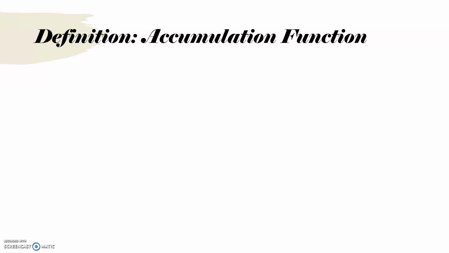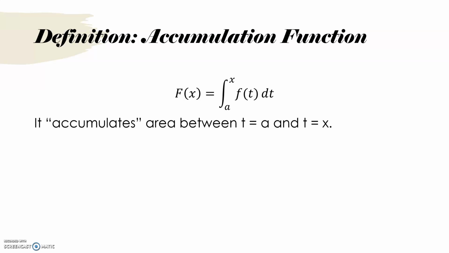Okay, so here's the accumulation function definition. An accumulation function is one that's defined as a definite integral, where a is a constant, but x is the independent variable. It's called an accumulation function because it accumulates area between t equals a and t equals x as the x coordinate changes. Remember too that if f of t is velocity, then this accumulation function is actually telling us the distance traveled.